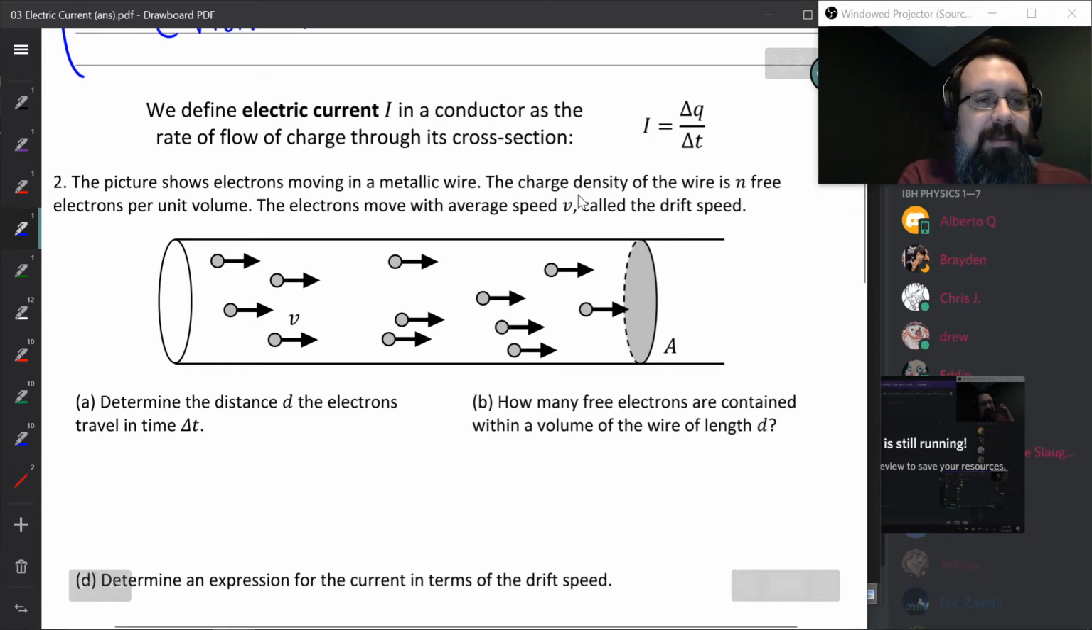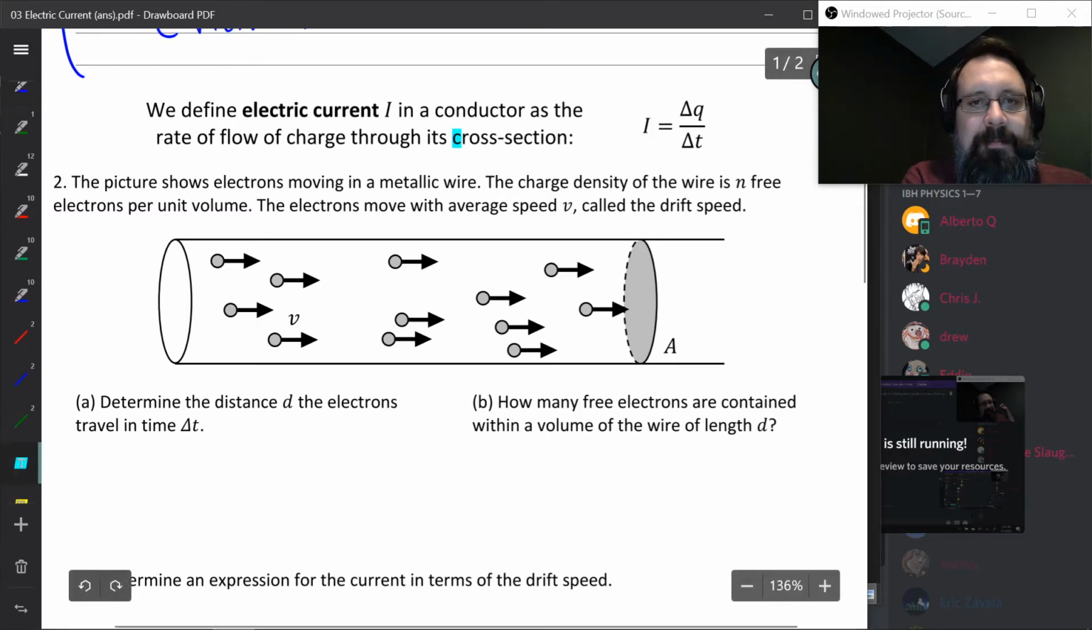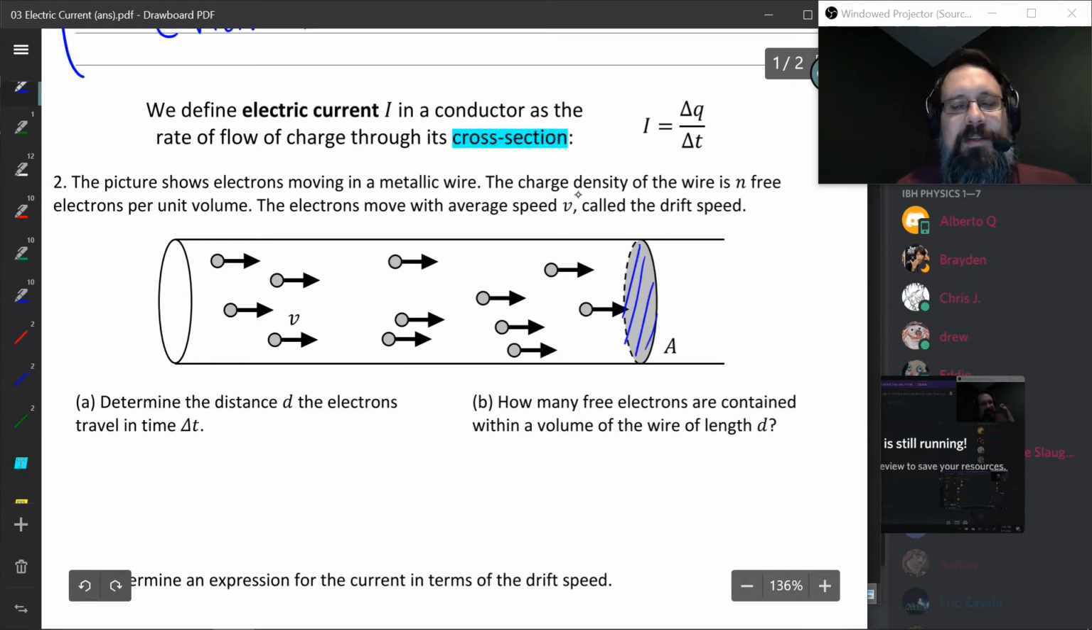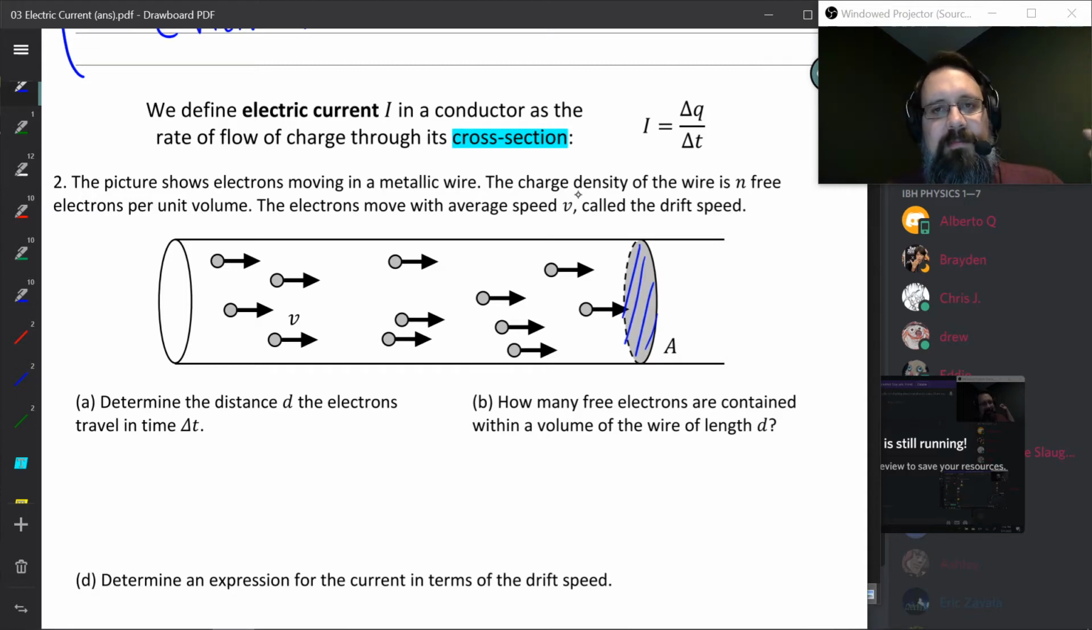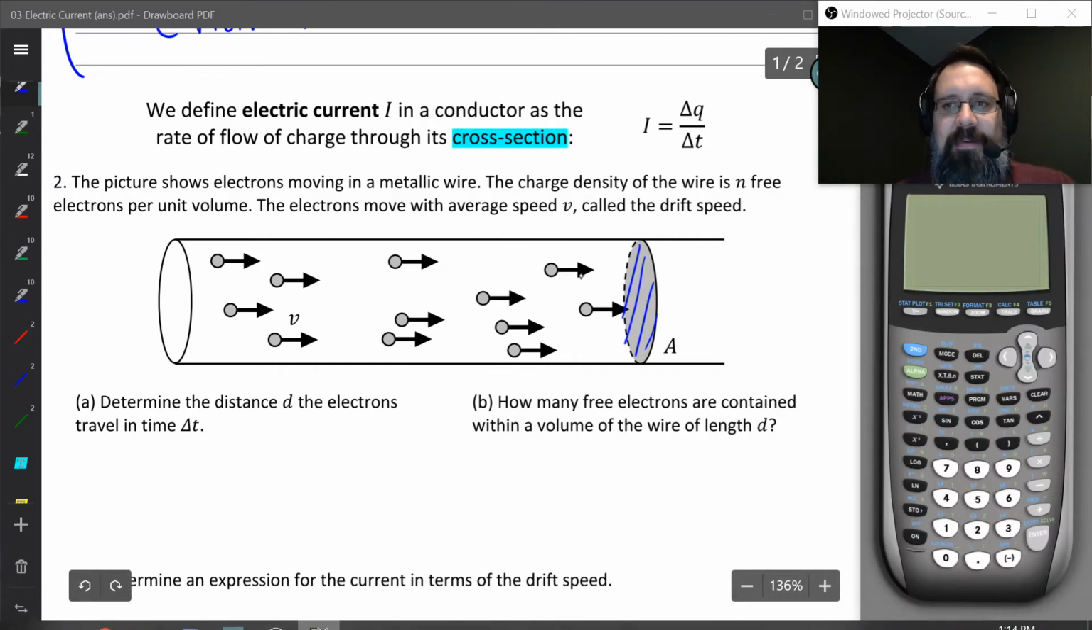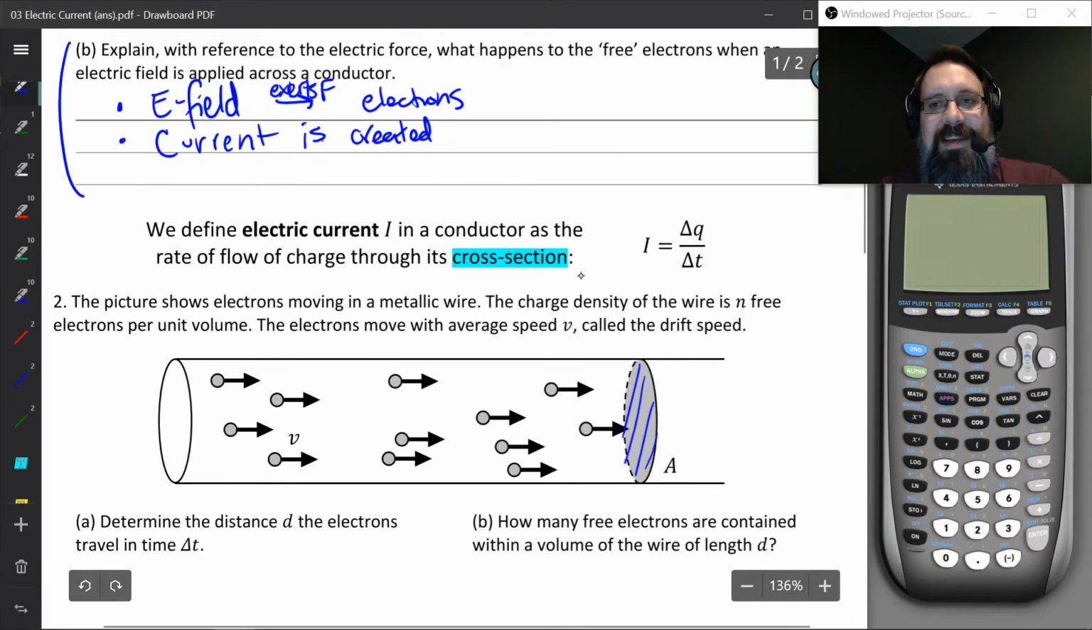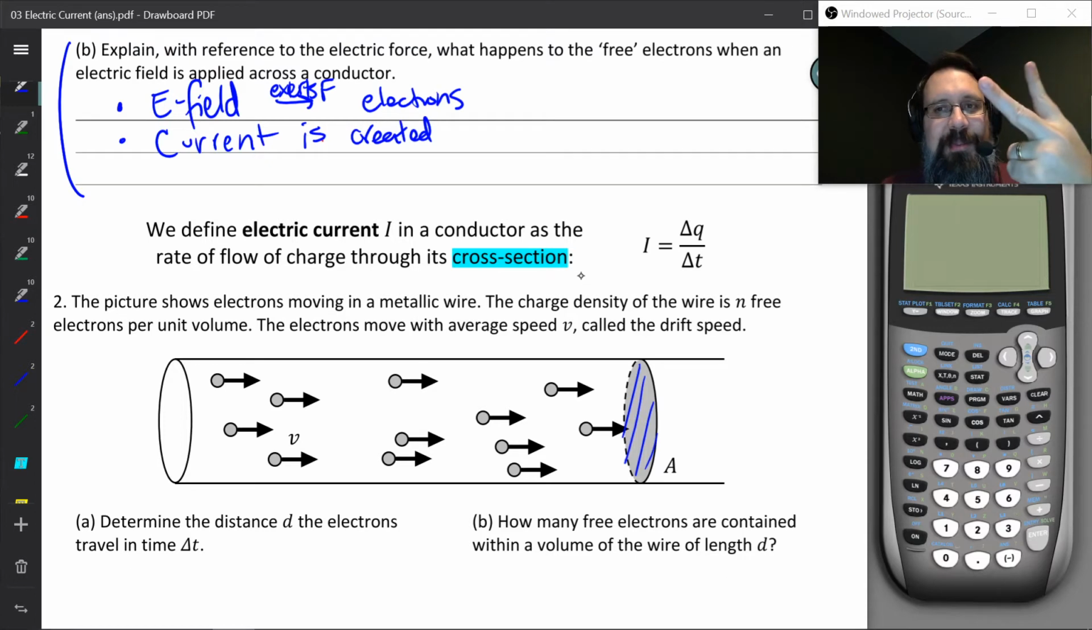So that part about the cross section: if you look in this picture down below, that's this part of the wire here. That's the cross section. So we're saying what amount of charges pass through that cross section per second. Just roughly, to have a discussion here, if you guys want to chime in, there are two things that affect the amount of electrons that pass through that cross section. What are the two things you guys can think of?